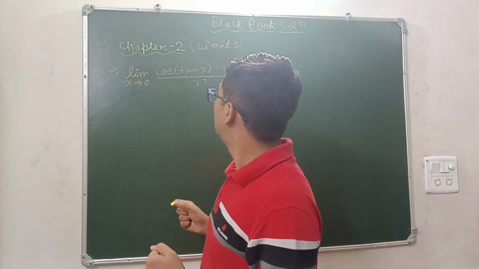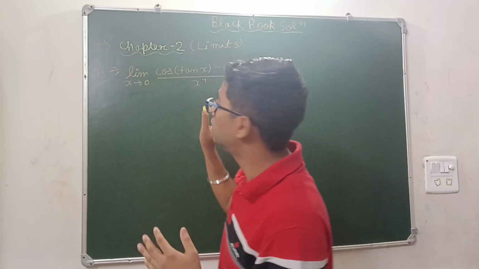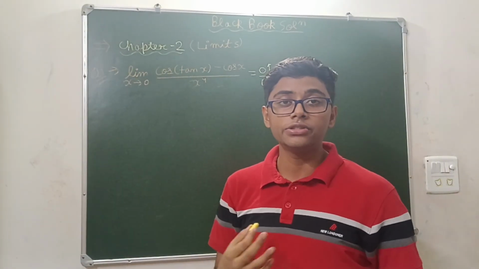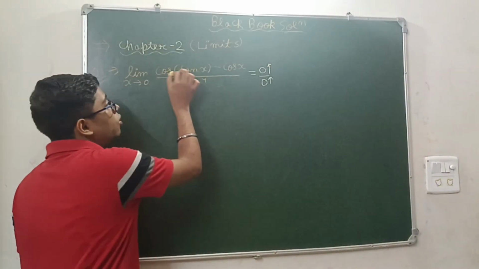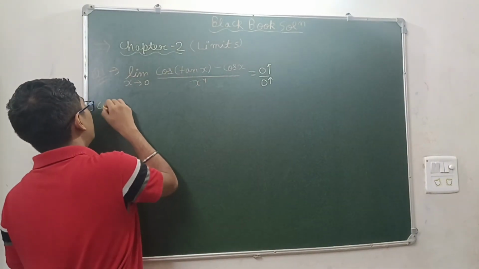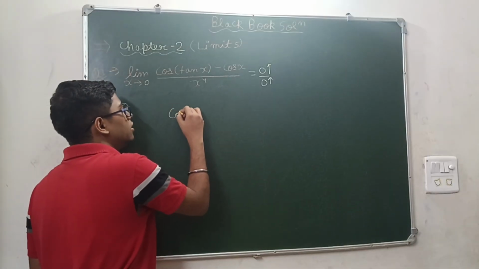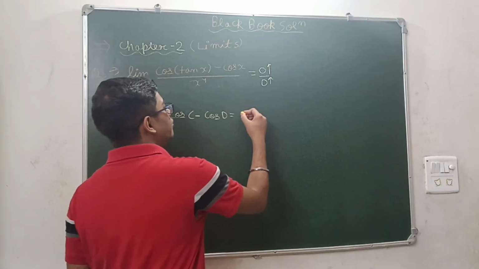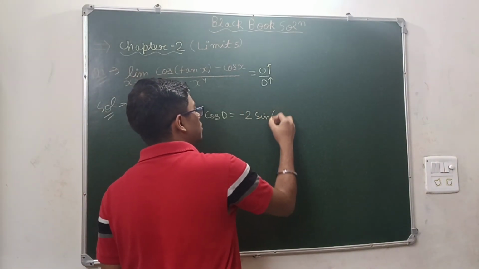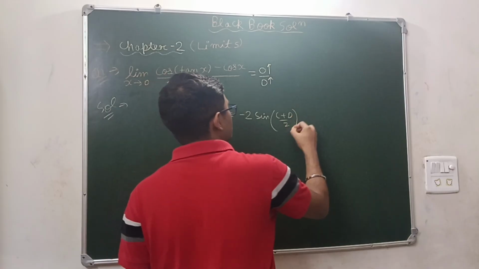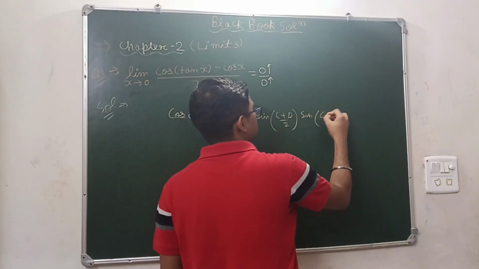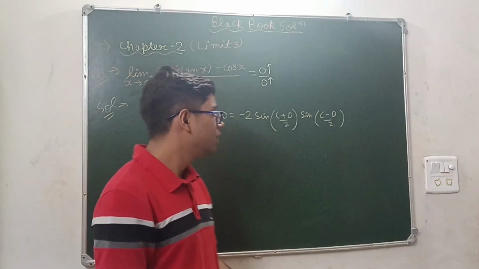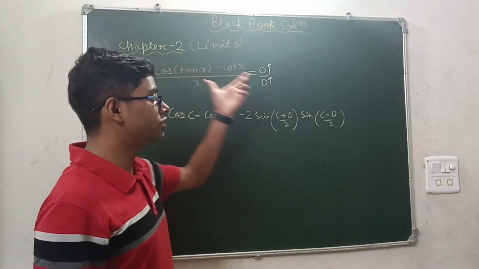you don't have to just go by the derivative method or L'Hopital's rule. It's a very famous rule, but instead you can see the basic cos c minus cos d. You have to apply simple trigonometry and first simplify the expression. You have remembered the formula for cos c minus cos d. What was the formula? Minus 2 sine of (c plus d) by 2 times sine of (c minus d) by 2. You can just substitute this here.